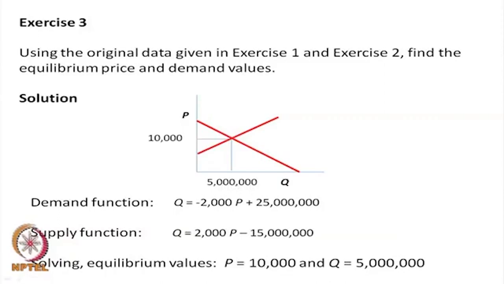Analytically also, one can find this value. The demand function that we have already generated is Q equals minus 2000 P plus 25 million, and the supply function we have already found out, Q equals 2000 P minus 15 million. So, equate them at equilibrium, and that will give us the equilibrium values of 10,000 for price and 5 million TV sets as the output or quantity. This is exercise 3.